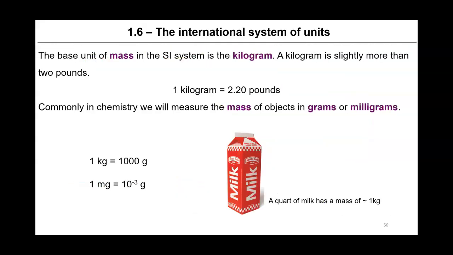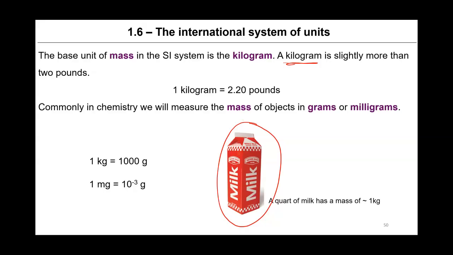So it's worth thinking about what are common objects that are relatable to the SI system of base units. So a kilogram is slightly more than 2 pounds. In fact, it's 2.2 pounds in 1 kilogram. And a quart of milk weighs about a kilogram.